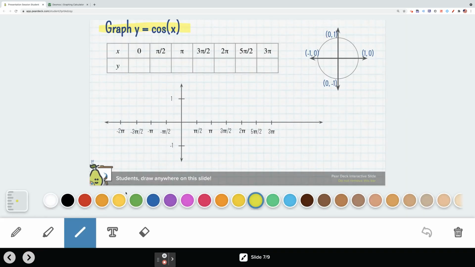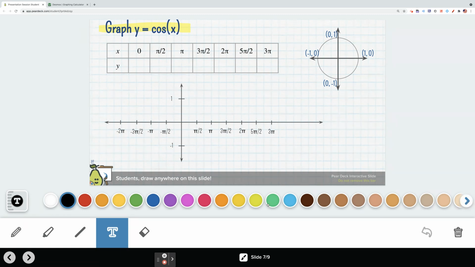All right, cosine. We know that cosine is the first coordinate. We have 0 radians here, pi over 2, pi, 3 pi over 2, 4 pi over 2 if you want, 5 pi over 2, 6 pi over 2, etc. So let's go ahead and with a text box, figure out what is the y value at each of these x values. So the cosine of 0 is 1, right? Because it's the first coordinate. The cosine of pi over 2 is 0.